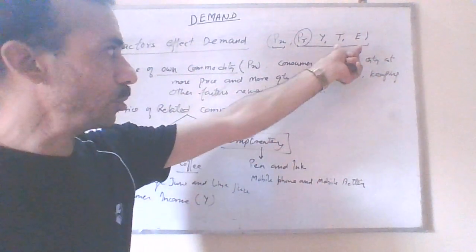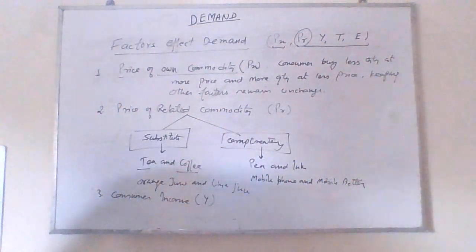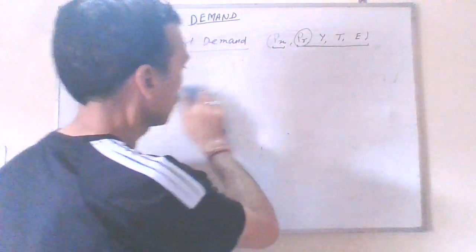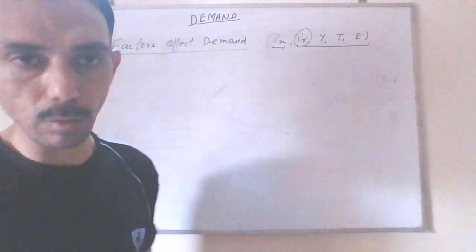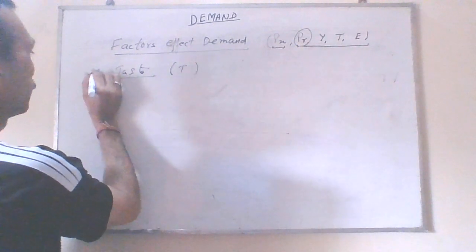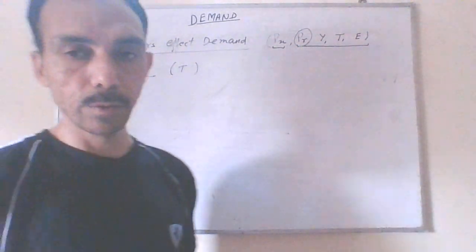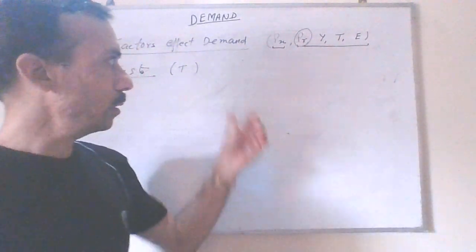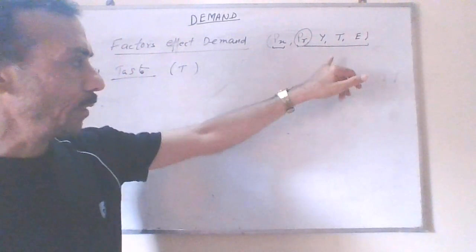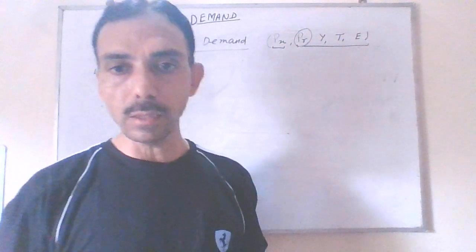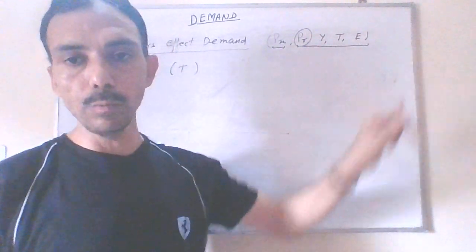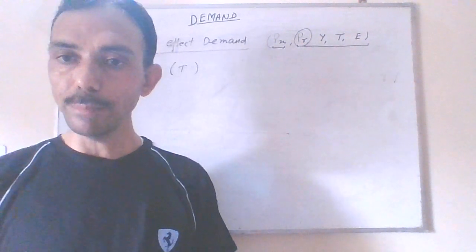The fourth point is the taste of the consumers. Consumer demand also depends on consumer taste. The demand for a commodity also depends on the consumer's taste, which means what the consumer prefers or does not prefer. If the consumer is highly dependent on a particular commodity, the consumers like that particular commodity. So consumers continue to demand the commodity even if the price goes up.